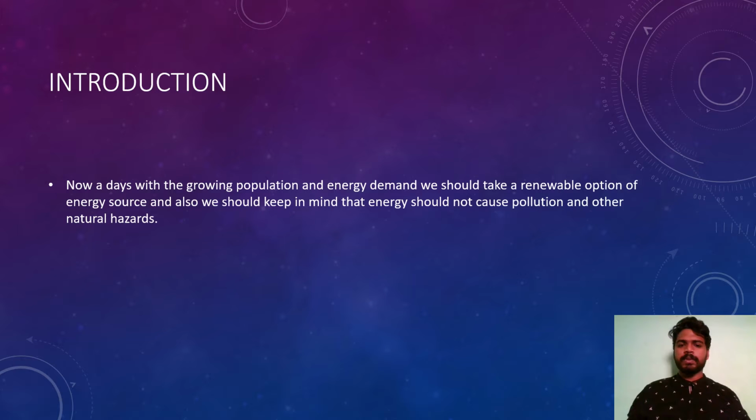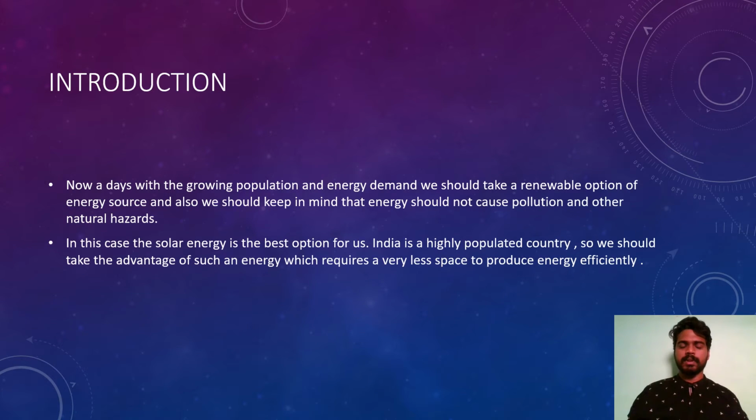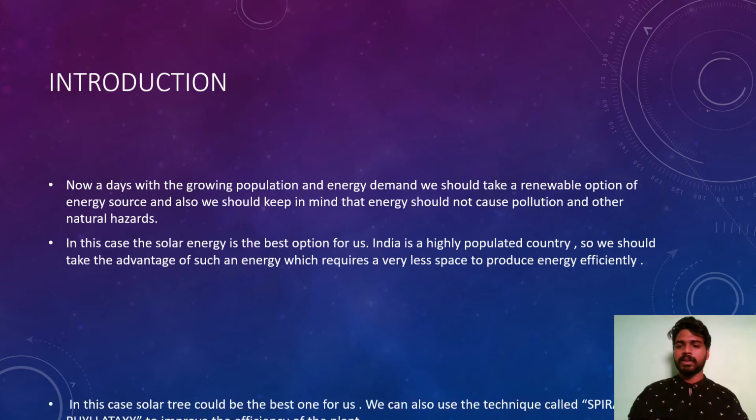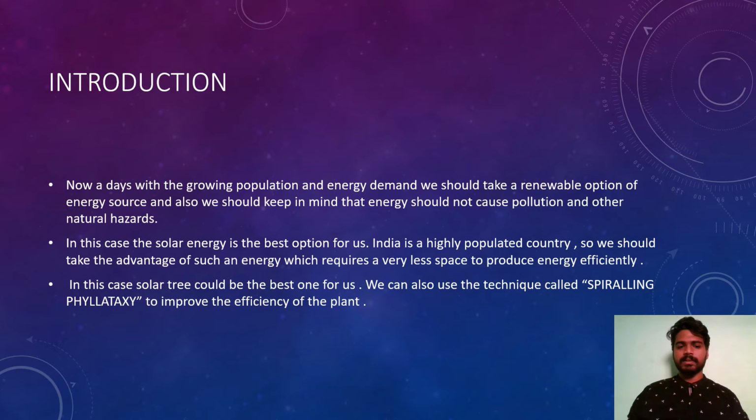Introduction. Nowadays, with a growing population and energy demand, we should take a renewable energy source, and we should keep in mind that energy should not cause pollution and other natural hazards. In this case, solar energy is the best option for us. India is a highly populated country, so we should take advantage of such an energy resource which requires very little space to produce energy efficiently. In this case, solar tree could be the best one for us. We can also use a technique called spiraling phyllotaxy to improve the efficiency of the plant.